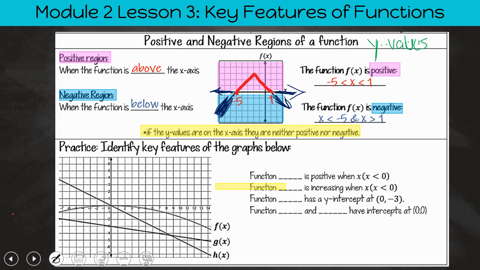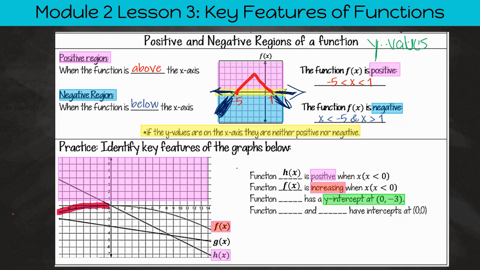Now, finally, let's look at some practice. Okay, so here we have three graphed functions. Function blank is positive when x is greater than 0. There's only one function that's in that region, so that would be h of x. Function blank is increasing when x is less than 0. This is the only function that is increasing in both x values and y values at the same time. So that is our f of x function.